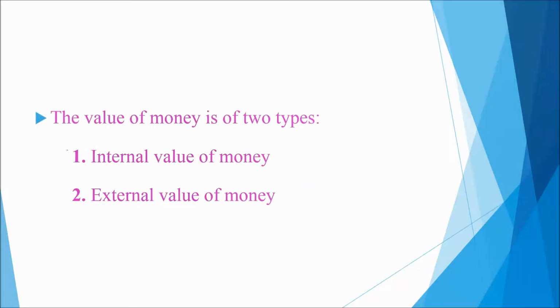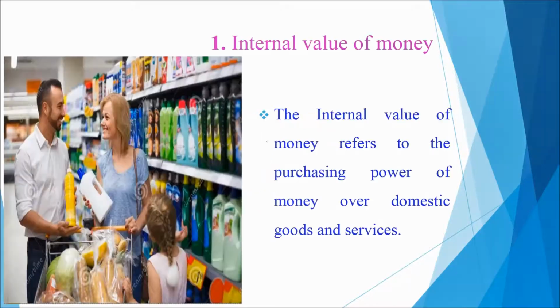So, depending on the price level, the value of money is determined. The value of money is of two types. The first one is internal value of money and the second one is external value of money. The internal value of money refers to the purchasing power of money over domestic goods and services. So here internal means purchasing within the country.